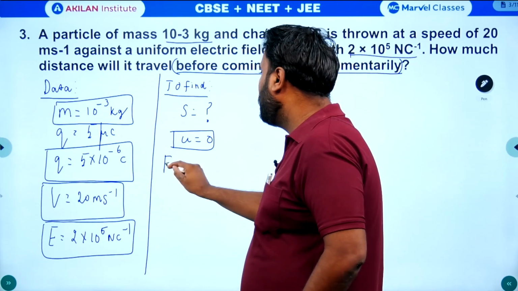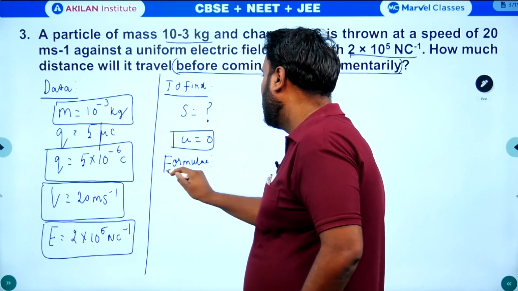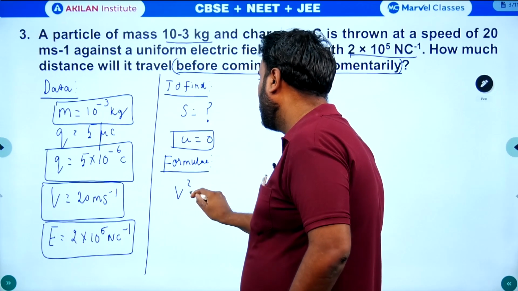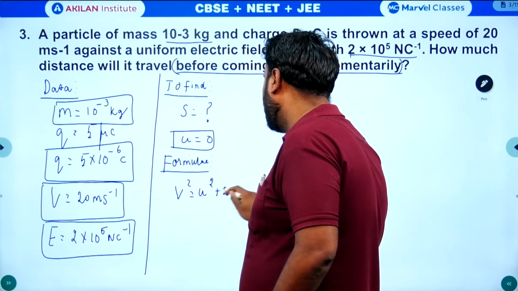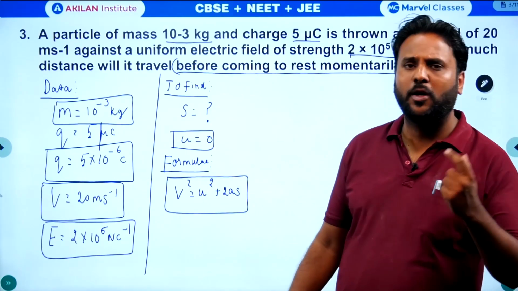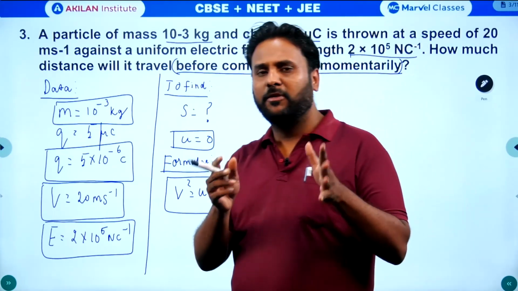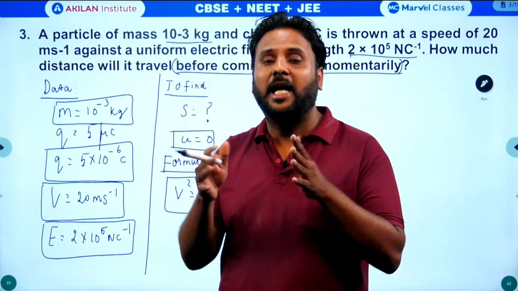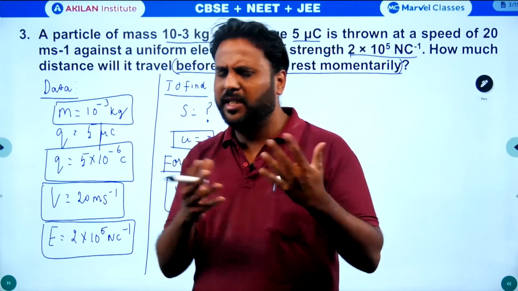So what is the formula? I am going to use V square equal to U square plus 2AS. This is the equation of motion I am going to use here. You can ask one question: sir, how are you using this formula? Read the question: the particle is moving, and they are telling us to find the distance of the particle before coming to rest. They have given it very clearly.